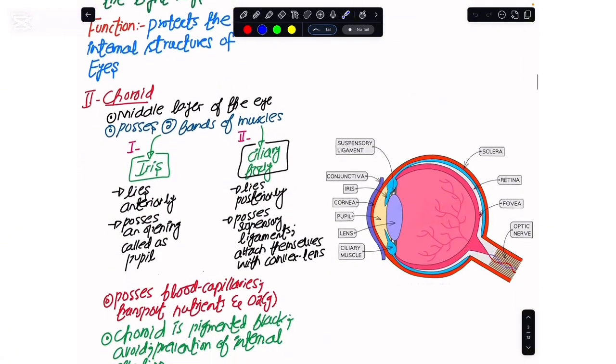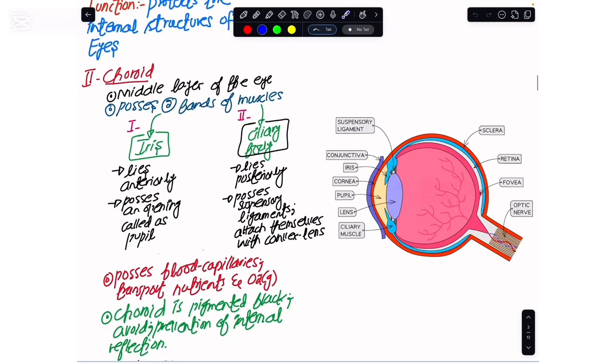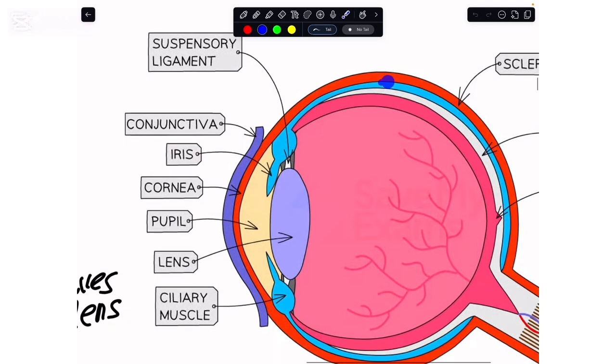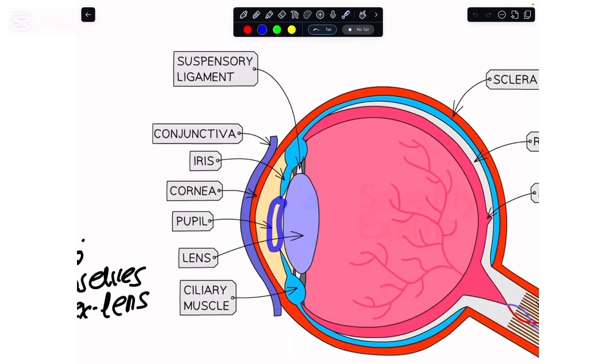Then moving onward, I took you to the second layer of the eye, and this was the choroid. You would say that this is the middle layer of the eye, and it has two bands of muscles. The first band of muscle that we had in this choroid was the ciliary body to which the suspensory ligaments were attached, and then we have this convex lens. The other band of muscles that we have here in the choroid was the iris, and the iris has an opening in between, and this was the pupil.